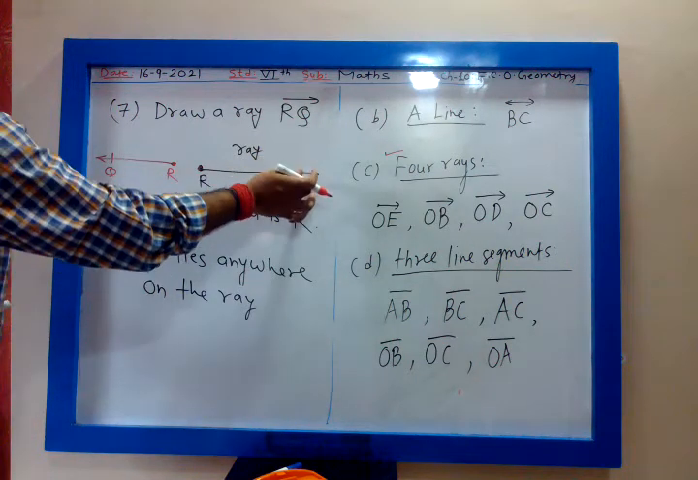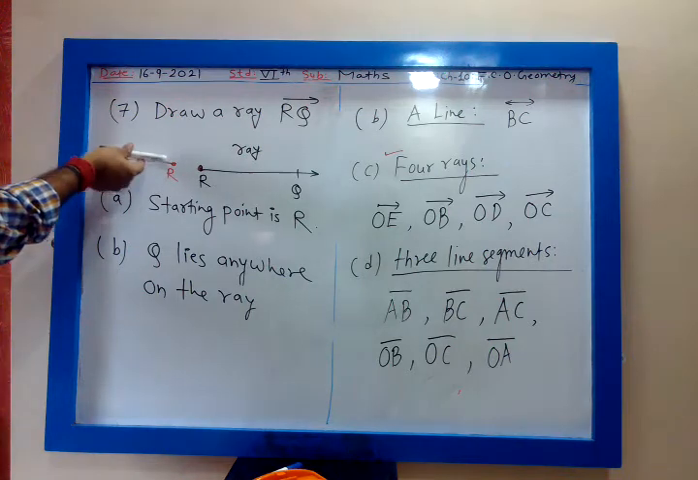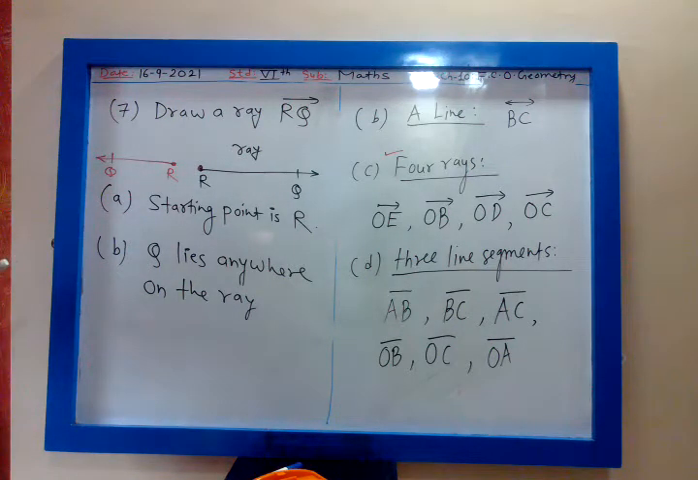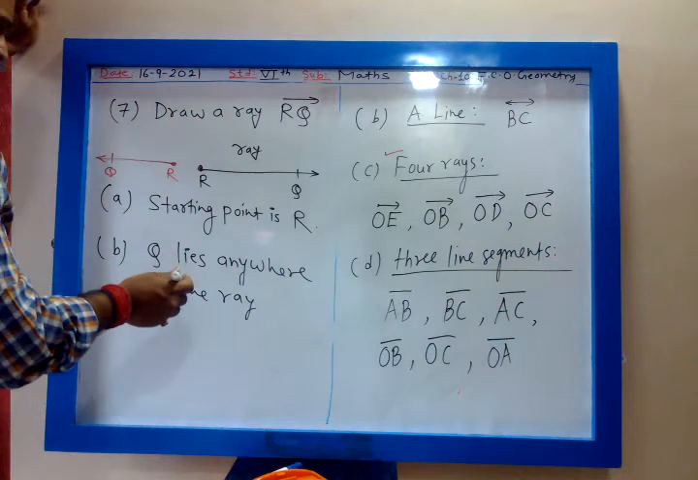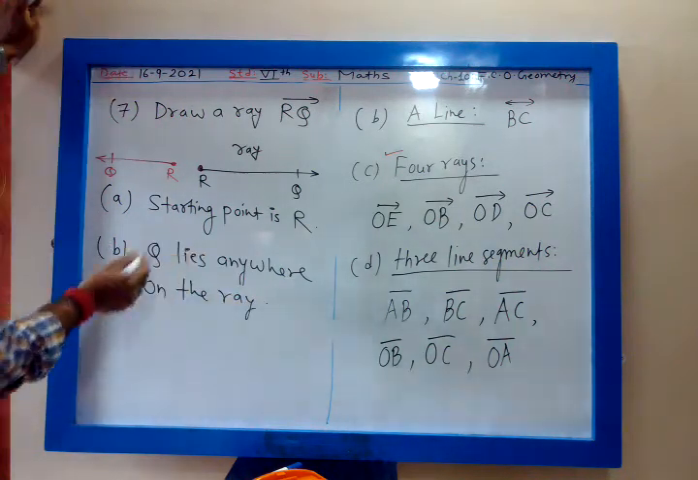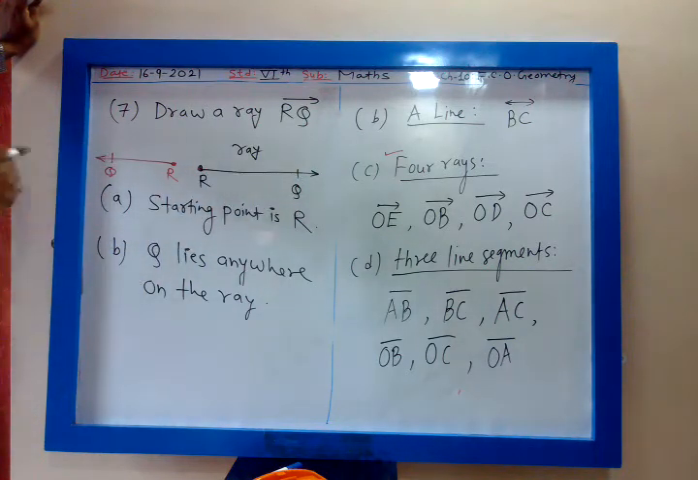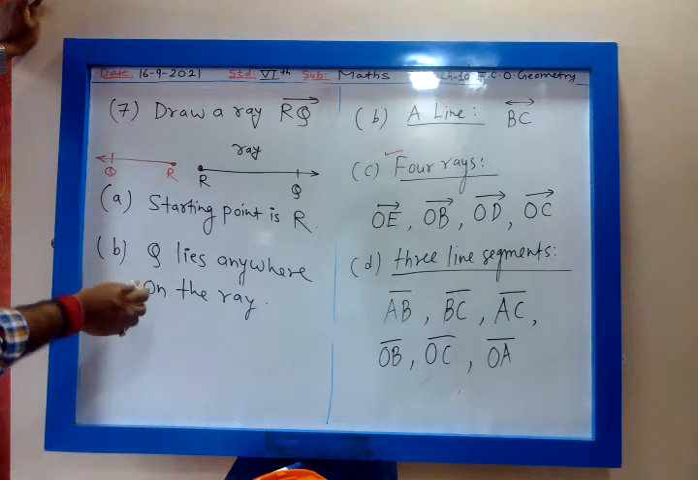Either Q will lie on the ray, or you can draw the RQ ray like this. Q lies anywhere on the ray. Q can lie on the right side also. Q can lie on the left side also. Q lies anywhere on the ray.